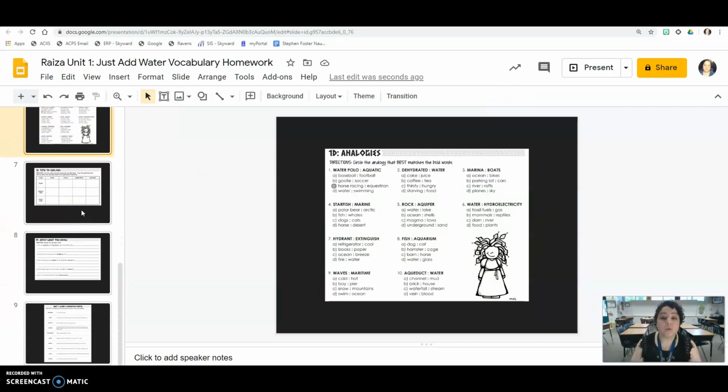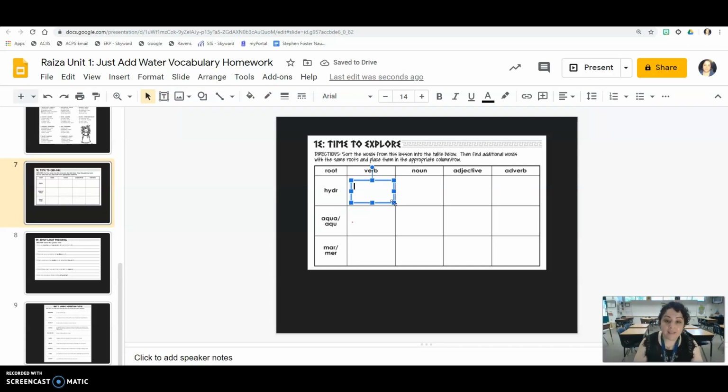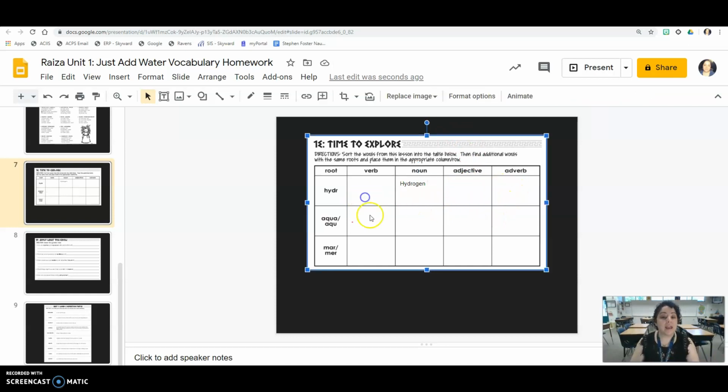Then on Thursday, students will need to finish up. So they will finish the last activities. Time to explore is where you would put in a text box to think of other words that have HYDR in them. So for example, I could do a noun for that word could be hydrogen, or an adjective for that word, an adverb, and so forth. You do not have to fill every single one of these boxes up, but it's just sorting words and finding additional words to relate them to the pattern we're learning for this week.